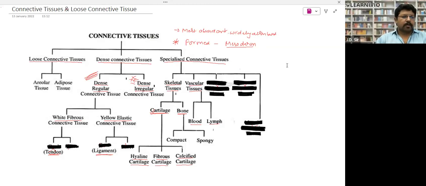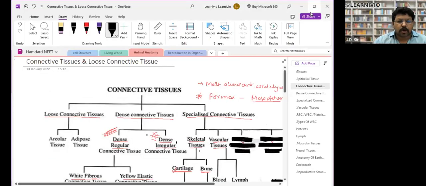Look, connective tissue has been divided into three categories. First is loose connective tissue, where there is a gap, a space, between the tissue. That's why we call them loose connective tissue. Then there is dense connective tissue, where there will not be any gap between the tissues.